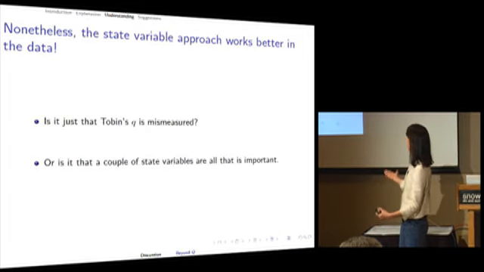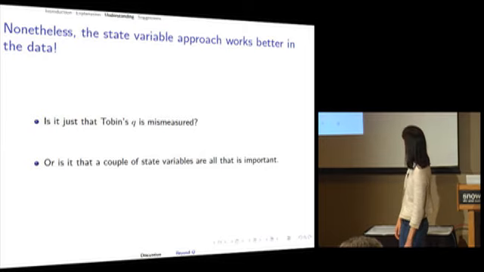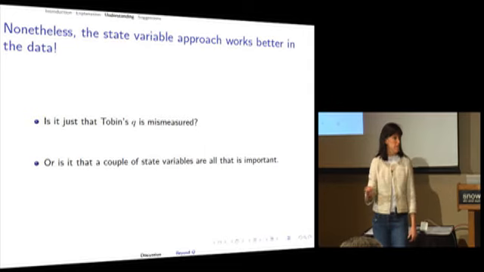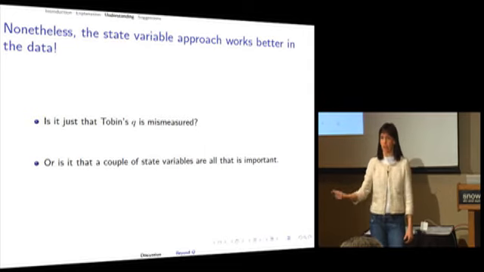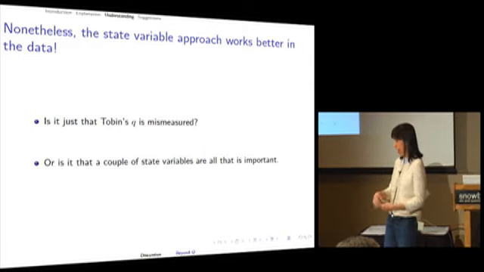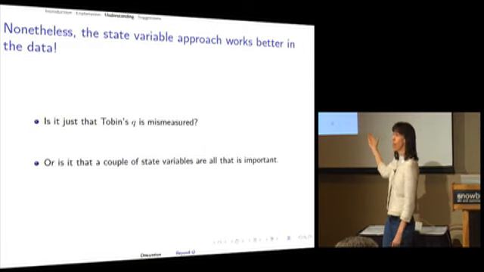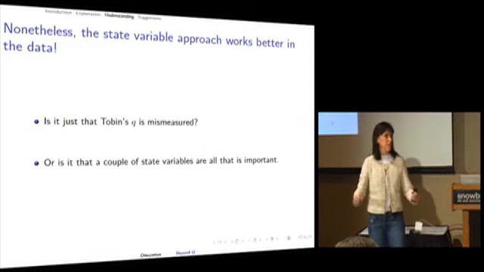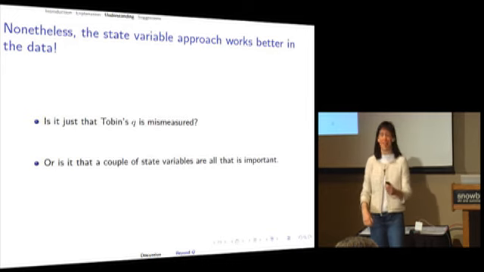But nonetheless, if you look at their results, the state variable approach works better in the data. So here's what I wanted to find out. Is it just that Tobin's Q is mismeasured, but the simple model is actually a pretty good model? Or is it that the model is fairly misspecified so that a couple of state variables really work a lot better and they're all that's important? And so to do this, I got to play with a new toy, which is never a bad thing.